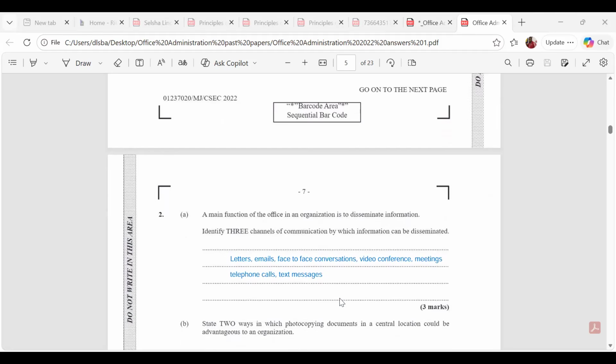State 2 ways in which photocopying documents in a central location could be advantageous to an organization. So how can centralization be an advantage?